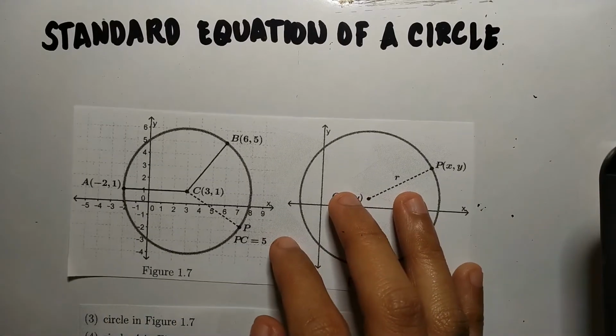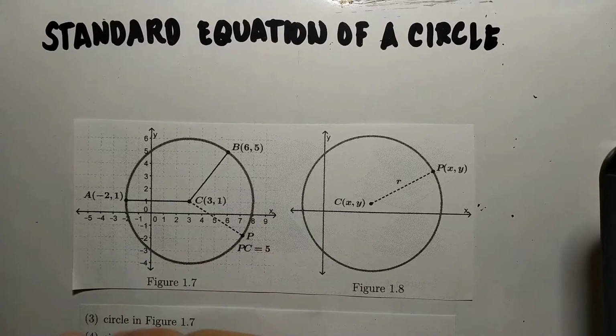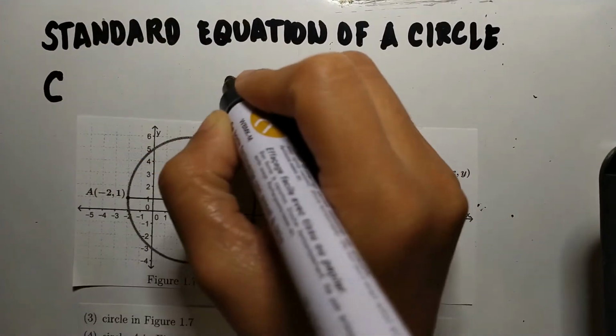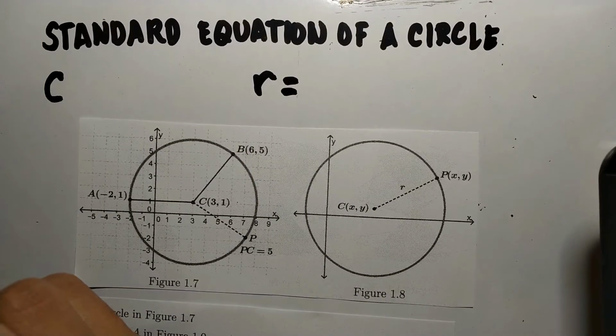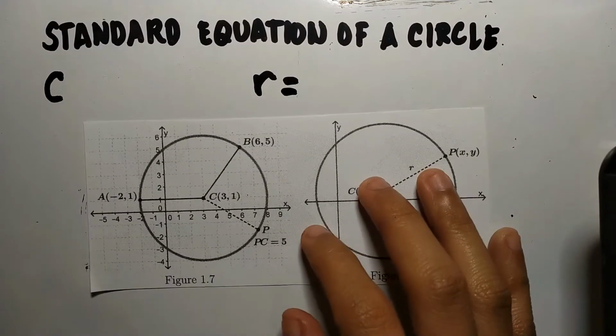And as we said earlier on how to write the standard equation of a circle, we need to get two details. What are those? That's the center and the radius. After knowing the center and the radius, we will replace them in our formula for the standard equation of a circle. So let's take a look at figure 1.7.